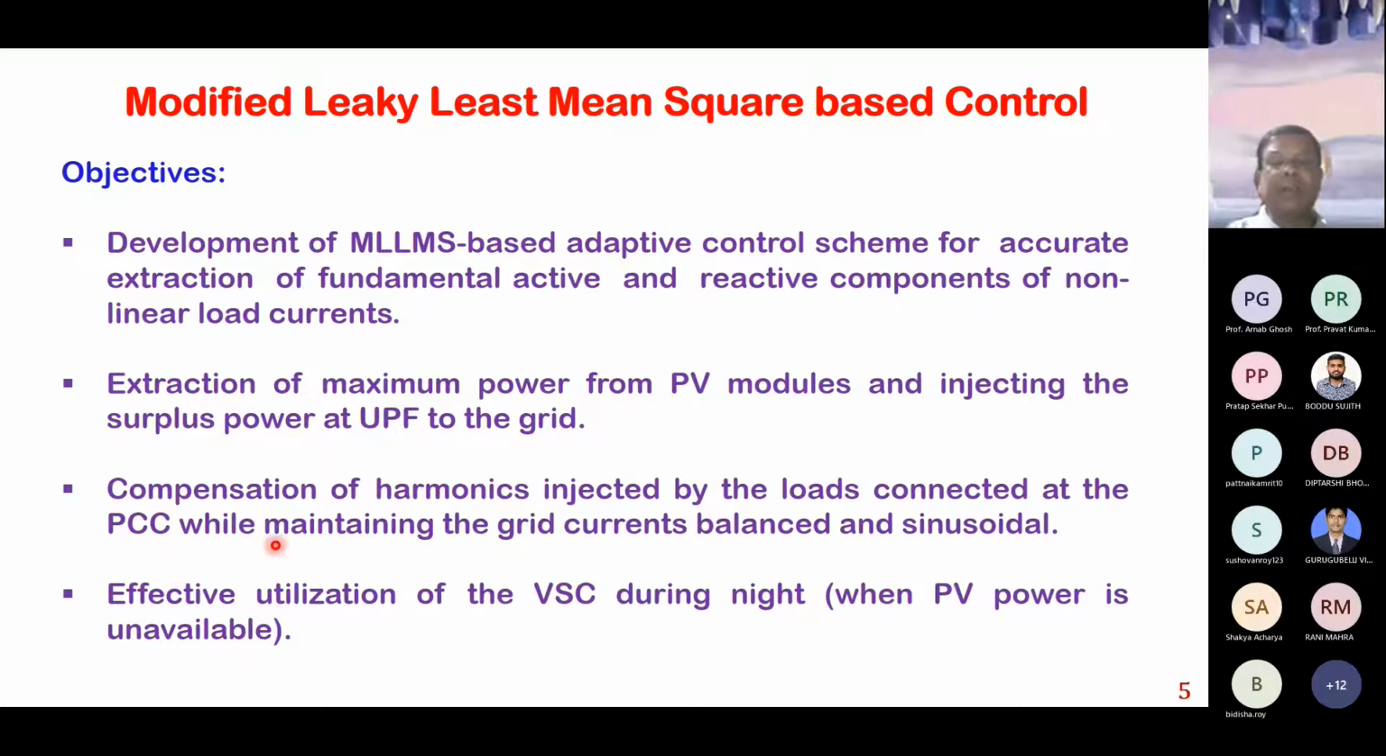And compensation of the harmonics injected by the nonlinear loads connected at the point of common coupling while maintaining the grid currents balanced and sinusoidal. Also, it is necessary to utilize the voltage source inverter during the night when the PV power is not available. So these are the objectives for designing this control that employs the modified Leaky least mean square adaptive algorithm.